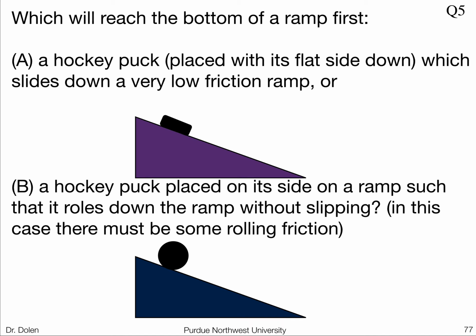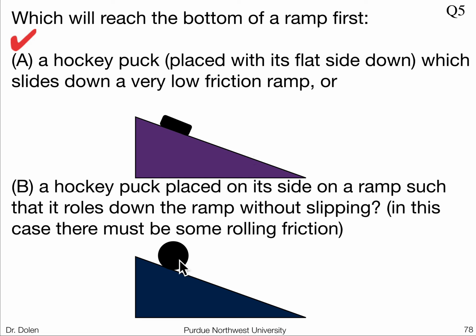So which of these is going to win the race? The hockey puck which is just sliding down the ramp with no friction, part A, or B, the hockey puck which is rolling down the ramp. Which one is going to win the race? So take a moment and think about that, and the answer here is A. Right, so the hockey puck which is just sliding with no friction is going to win the race. All of the gravitational potential energy stored in this hockey puck is going to go into linear kinetic energy, and it's going to get to the bottom really fast.